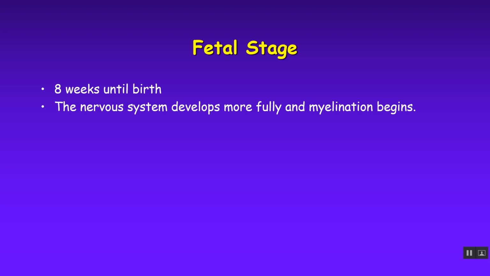But anyway, during the fetal stage, the nervous system continues to develop more fully, and you start to get some myelination. Myelination doesn't actually end until you're 3 to 5 years old, but it starts during the fetal stage.